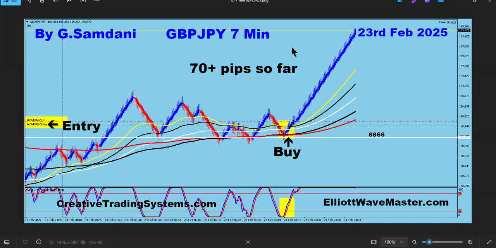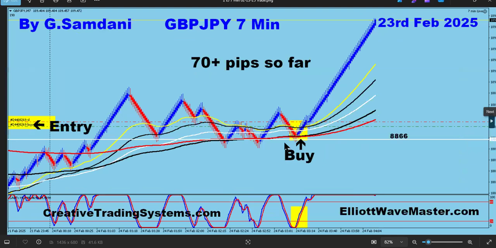This first one is Pound Yen, taken from the 7-minute chart for 70 pips. You can see the entry here, the yellow mark, showing the entry point with the setup, and the SL moved to break even. All the trades you will see are according to the proper setup. Without the setup, I don't take any trade. So this is the long setup and the trade happened. And this is long as well.